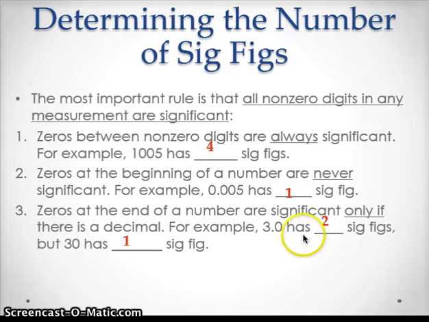See the difference? There's a zero at the end. Okay, that's cool. And there's a decimal. That tells you that both of those numbers are very important. 30 has one significant figure. That last zero is very uncertain.